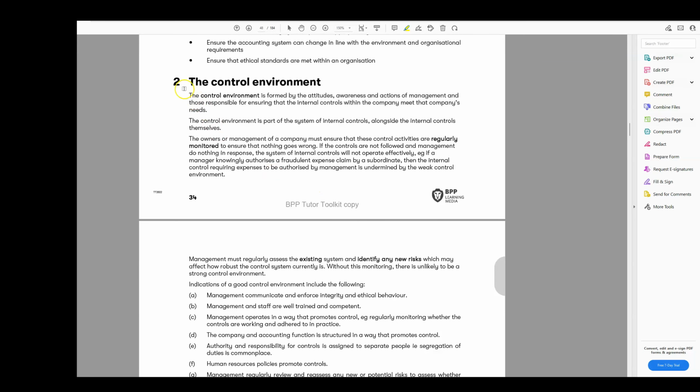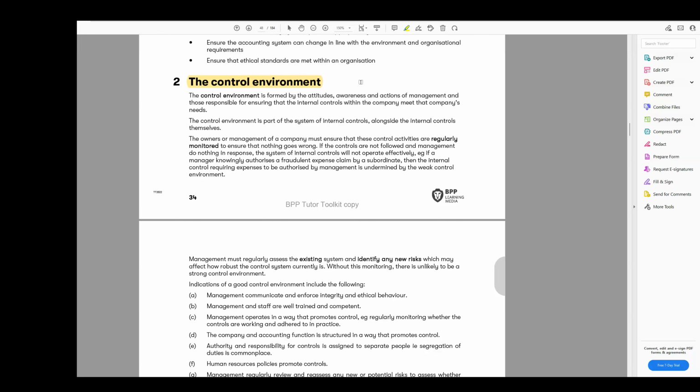The control environment is all about what type of awareness and what type of action management took to make sure the systems are working properly. Obviously every company has a different environment, and every single environment has to be controlled by the management. So how do we do that? We have to make sure we have proper policies and procedures. Number one, everyone follows these procedures and policies, and if someone doesn't, management takes immediate action.